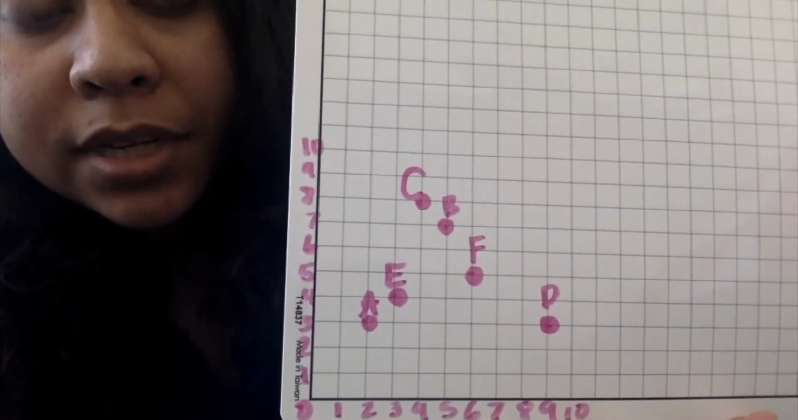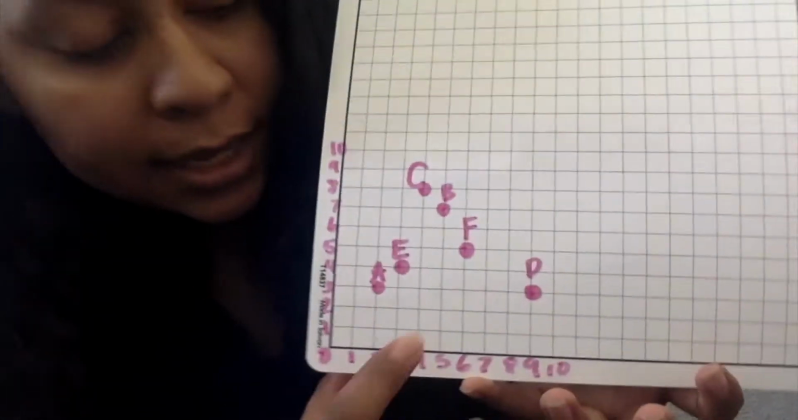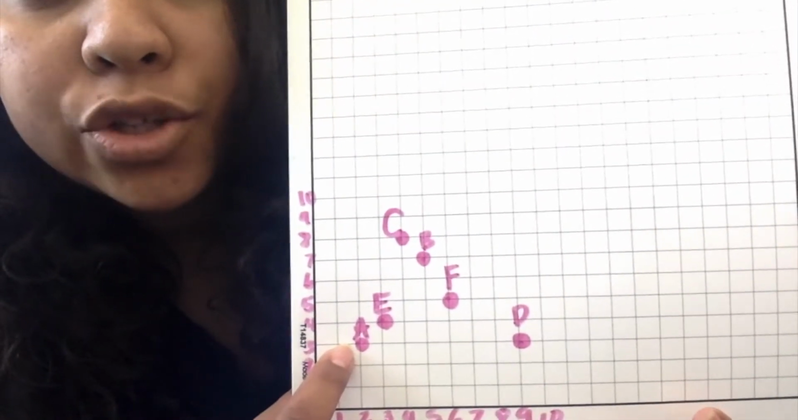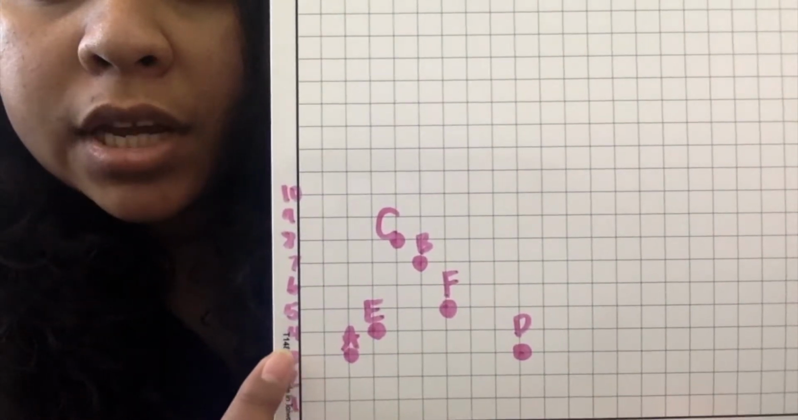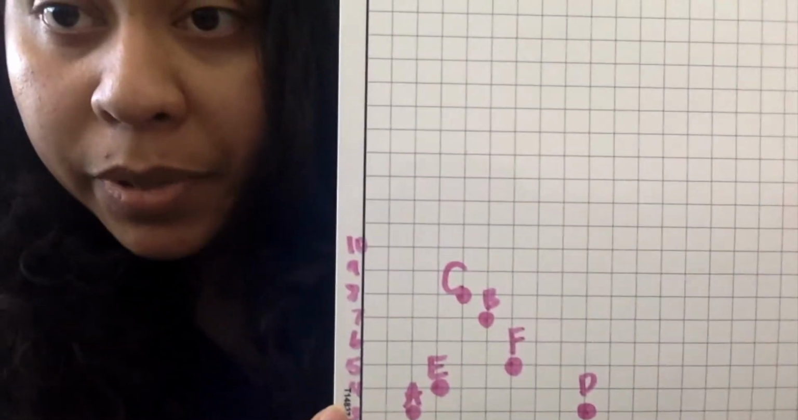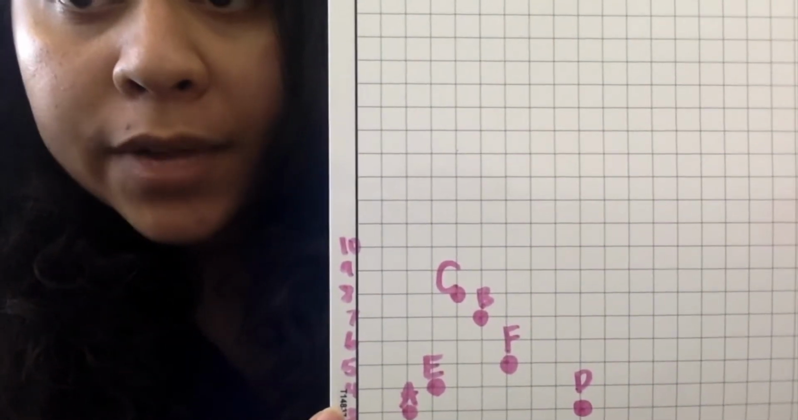So number 1 was already done for you. So it says 1 is point A, and point A is located at 2, 3. So 2 on the x-axis, 3 on the y-axis. So the ordered pair is parentheses 2, comma 3 parentheses.